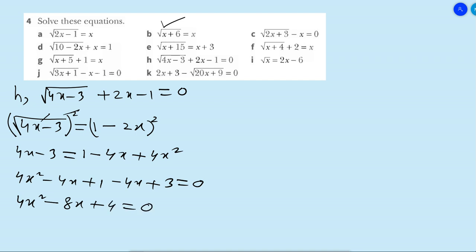This is a quadratic equation. But before we apply the middle term break method, if you reduce this equation by dividing the whole equation by 4, it will be very easy for us. 4 cancels 4: x square minus 2x plus 1 is equal to 0.